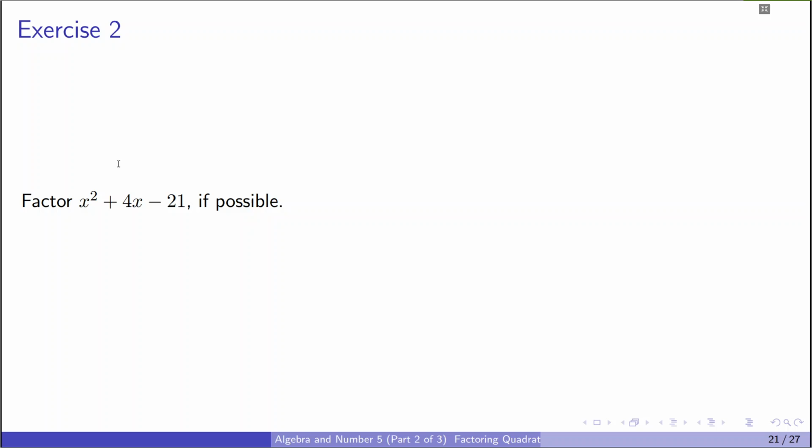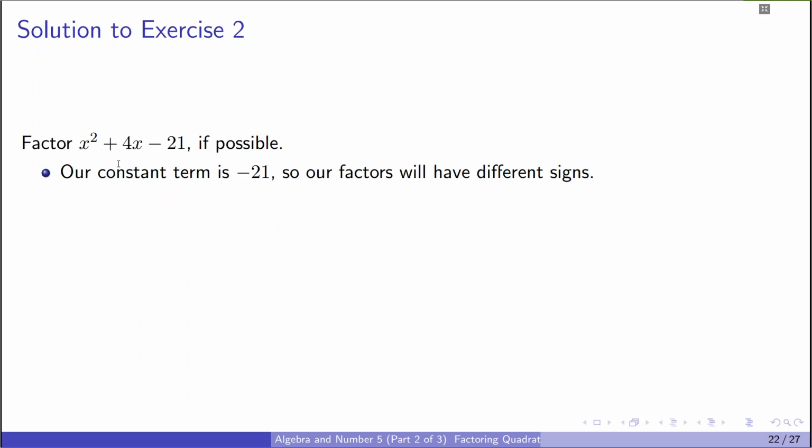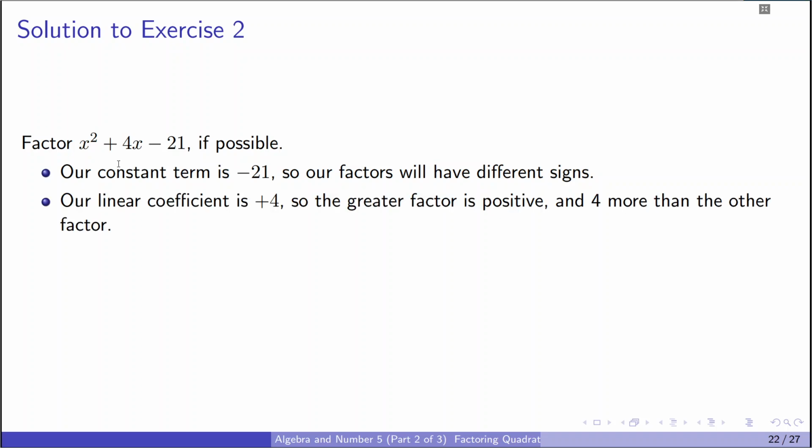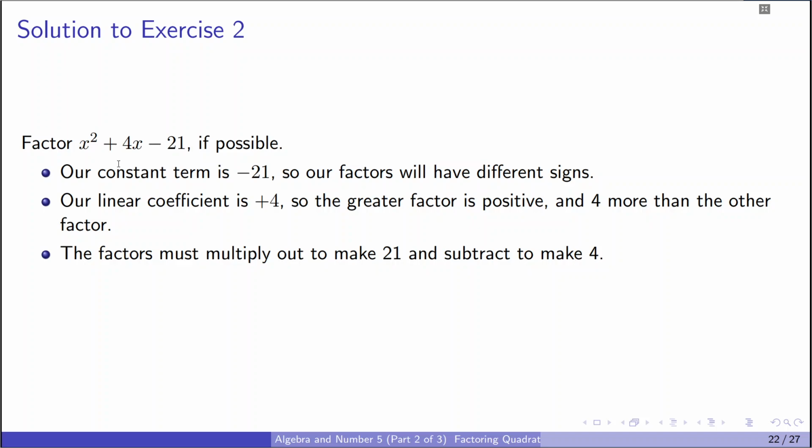Here, factor x squared plus 4x minus 21 if possible. Our constant term is negative 21. Again, our signs will be different. The linear coefficient is positive 4. The greater factor is positive. Factors have to multiply out to make 21 and subtract to make 4. Well, we do have factors like that, so it's x plus 7 times x minus 3. The 7 has to be positive to get us that plus 4x in the middle. If the signs are the other way around, it would be x squared minus 4x minus 21.